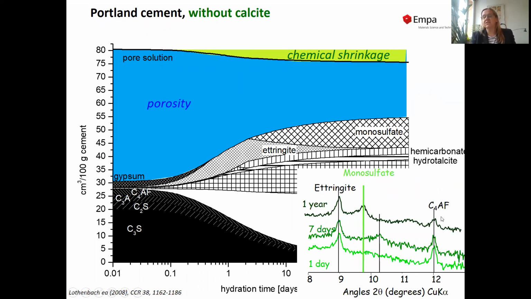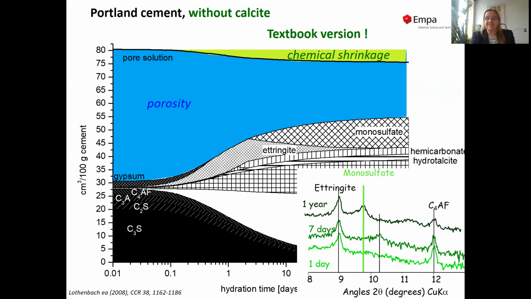This is an XRD of a Portland cement without limestone between 1 day and 1 year. And in fact, we can see the presence of ettringite and the appearance of monosulfate at later ages. So we have a good agreement between experiments and calculation.